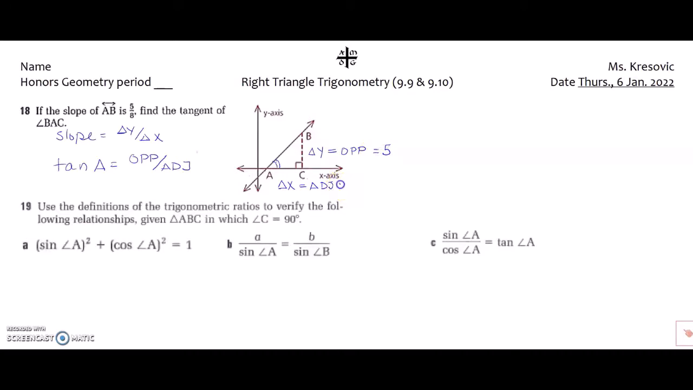And that is 5, that is 8. So the tangent, by definition, is the same as the slope. So the tangent of angle A is 5/8.